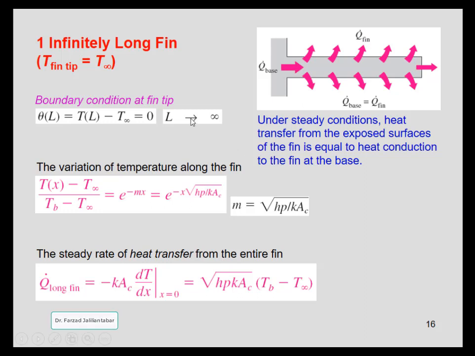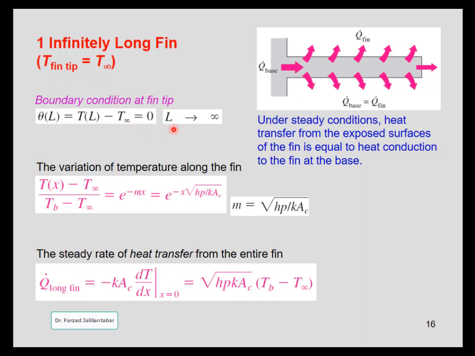Imagine we have an infinitely long fin. In that case, the temperature at the fin tip will be equal to the temperature of the surrounding. In other words, under steady conditions, heat transfer from the exposed surface of the fin is equal to heat conduction into the fin at the base. All of the heat which comes to the base of the fin goes to the surrounding by convection from the fin surface. So in this case, theta L, or the temperature excess at the tip of the fin, will be equal to the temperature difference between the tip of the fin and the surrounding, which is 0, as I told you, because the temperatures of the fin tip and surrounding are equal.